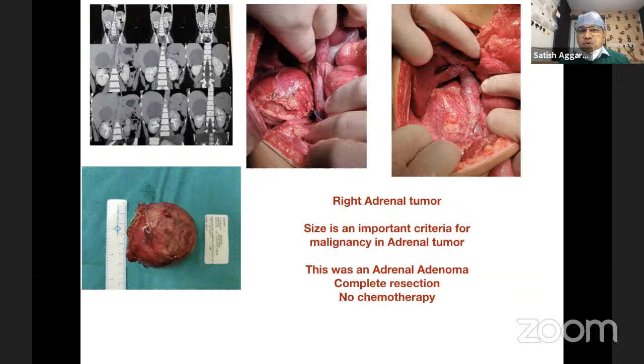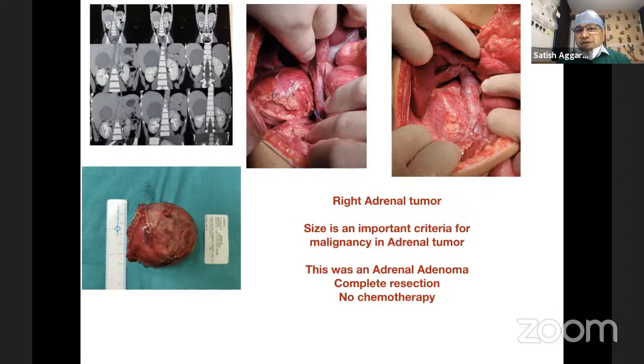But if the mother has noticed some fullness, we must pay attention and at least get an ultrasound if clinically the mass is not palpable. It's a different matter that this tumor being reasonably big for a 6-month-old, the pediatrician in fact was able to palpate and sent him to us.